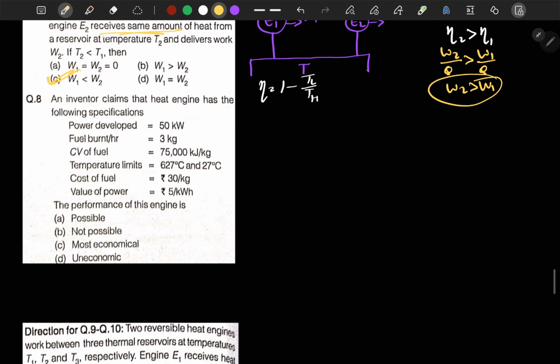Next we will be moving to question number 8. In question number 8, it is mentioned that an inventor claims that a heat engine has the following specification: the power developed, fuel burnt, CV, temperature limit, cost of the fuel, and value of the power. First we have to see whether the performance of the engine is possible, not possible, most economical, or uneconomical. Since we know the temperature limits are 627 degrees Celsius and 27 degrees Celsius, TH is 627 plus 273, so it will be 900 Kelvin.